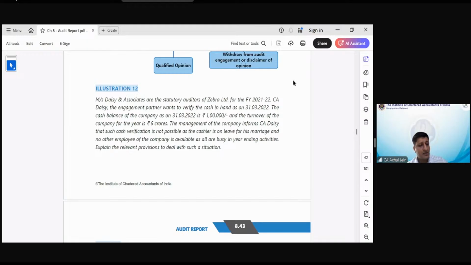In this case, you are required to comment as to how you would deal with this. Over to you. How would you deal with this? Let's suppose you happen to be the auditor, how would you deal with this situation?